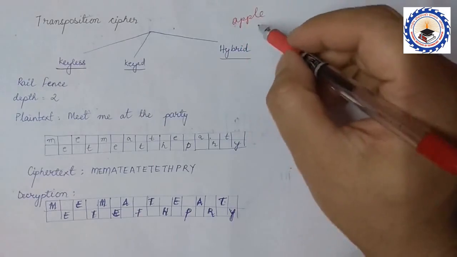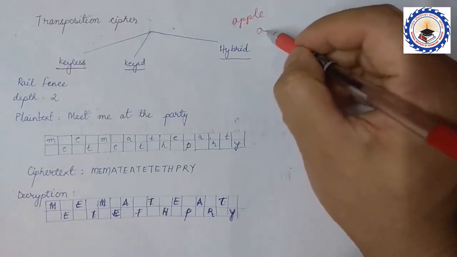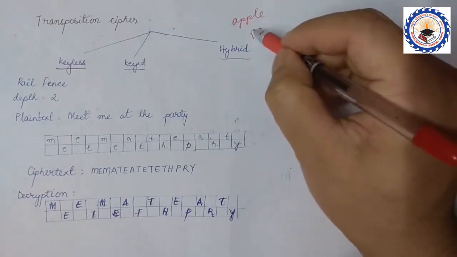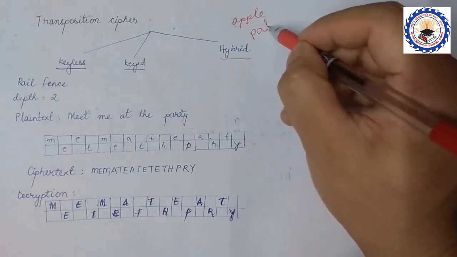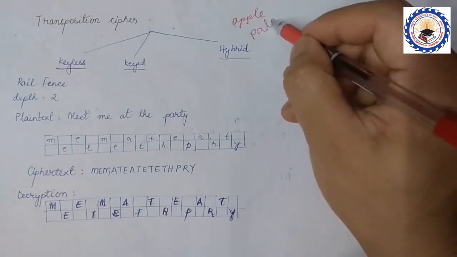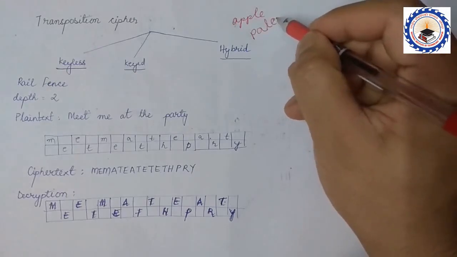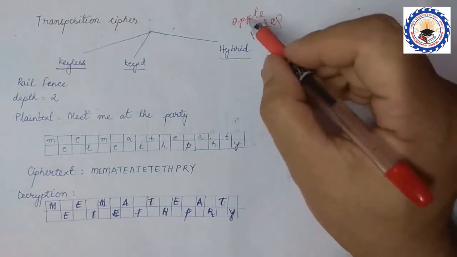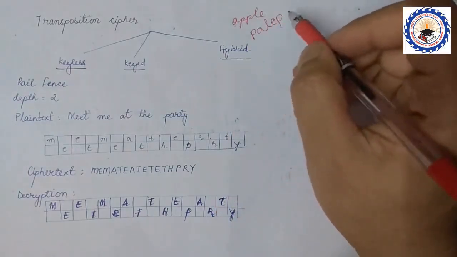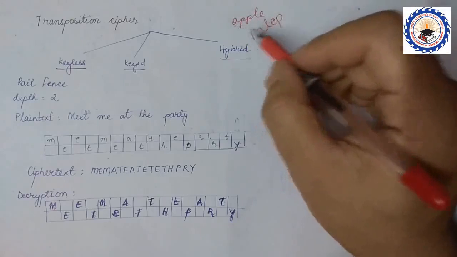For example, A may come in the second place, P may come in the first place, L may come in the third place, E may come in the fourth place, and the second P may come in the last place. So I am not substituting with any other letters of the English alphabet. I am just changing the positions here.